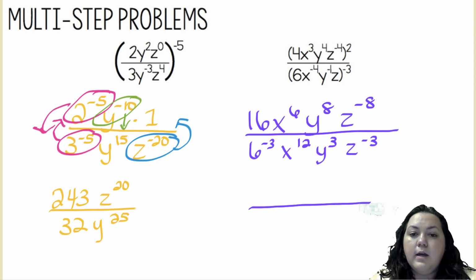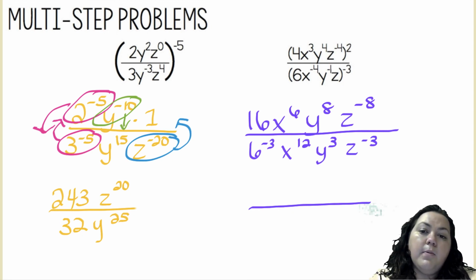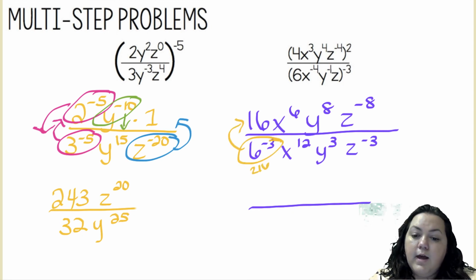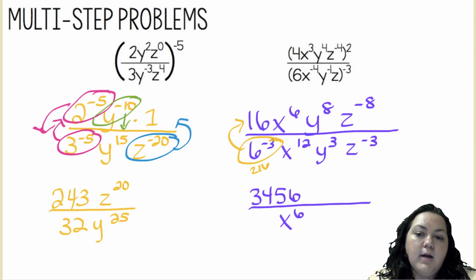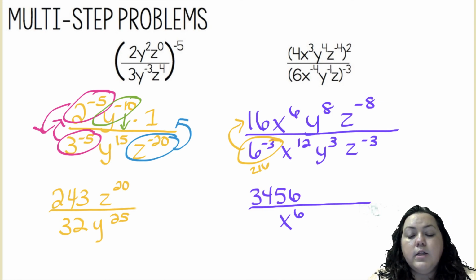So 6 to the negative 3, I would do 6 times 6 times 6, but I'm going to bring it up because it's negative to get rid of that. So that becomes 216. I bring it up and multiply it with 16. I get 3,456. Then I have x to the 6th, x to the 12th. So 6 minus 12 would give me negative 6. So I'm going to have x to the 6th in the denominator because it was a negative exponent. And then y to the 8th over y to the 3rd. So 8 minus 3 would give me y to the 5th.